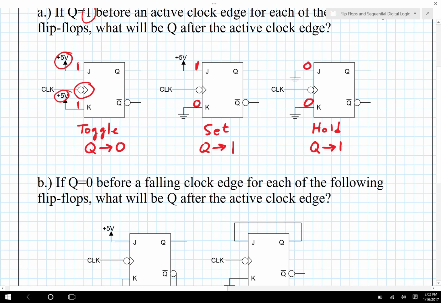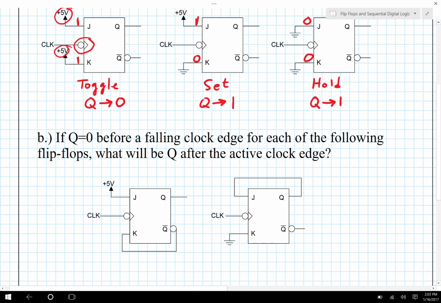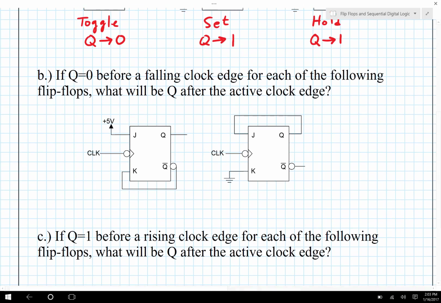So those examples weren't too hard, but the important thing to realize is you first of all have to figure out the values of J and K. Then you have to figure out which function you're going to perform. Is it hold, set, reset, or toggle? And then figure out what's going to be the new value of Q. Down here we can see that again we're going to have an active falling edge on the clock for both of these two flip-flop examples.